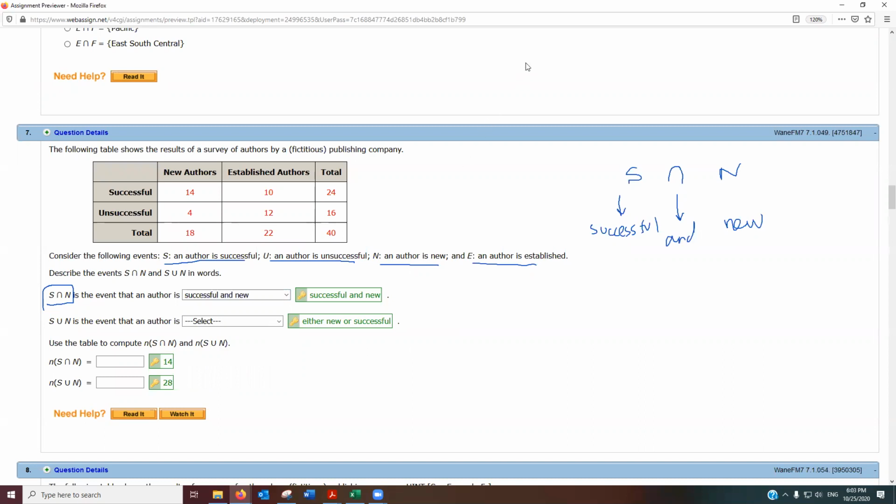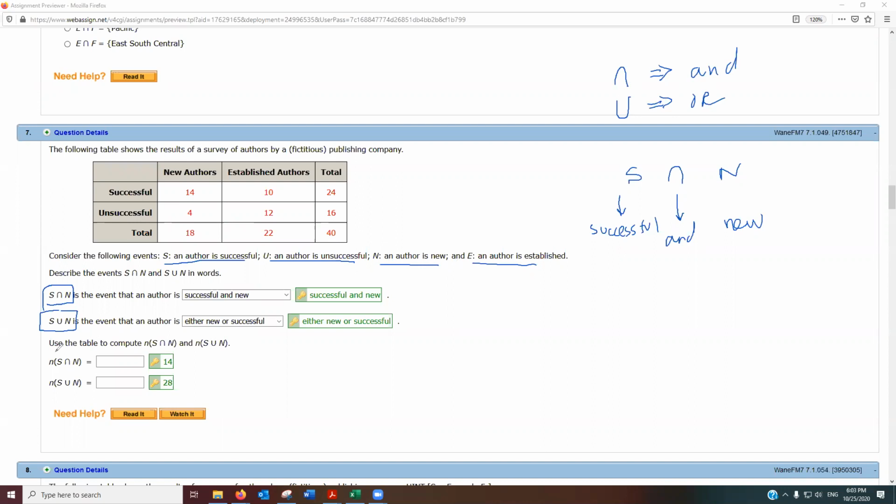All right, how about S union N? Well, U is union. So this is going to be successful or new. So if I go down to this drop-down, successful or new. Okay, so again, I'm just interpreting the words. I'm interpreting that an intersection symbol is the word and, the union symbol is the word or.